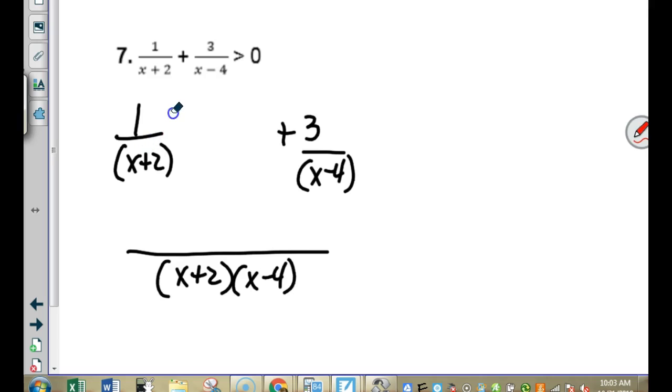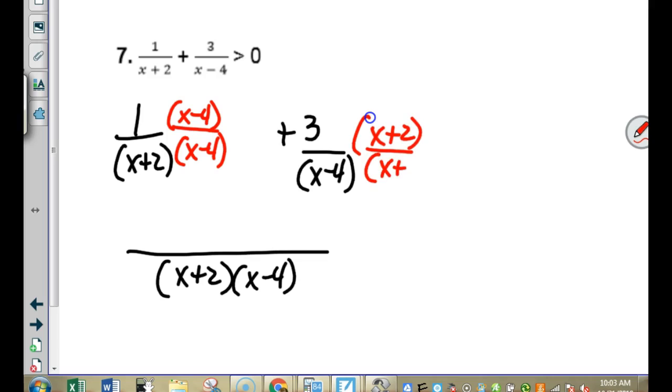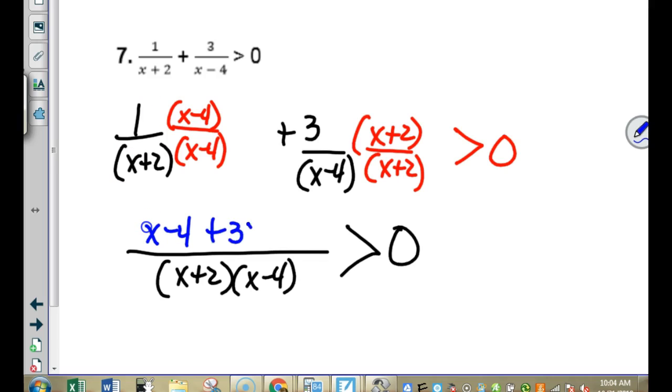So this one needs to multiply by x minus 4 over x minus 4. And this one needs to multiply by an x plus 2 over an x plus 2. And it is greater than 0 if I ever get that right. Okay, what happens up top? Which simplifies to?